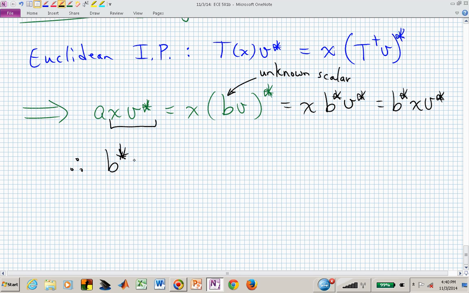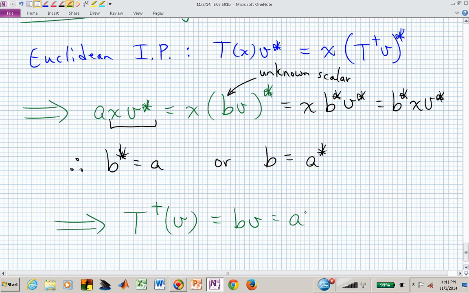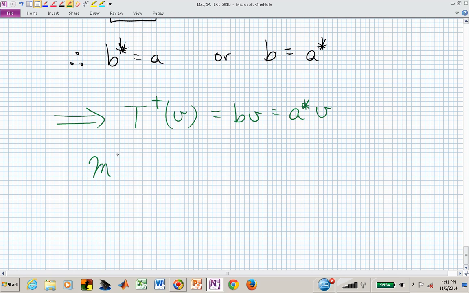Therefore, B star is equal to A, or B, which is the scalar associated with the adjoint, B is now equal to the complex conjugate of A. And that now allows us to say that T dagger V is now BV, which we just derived to be the complex conjugate of A, times V. Or if we wanted the matrix representation of T dagger, that's now the complex conjugate of A.